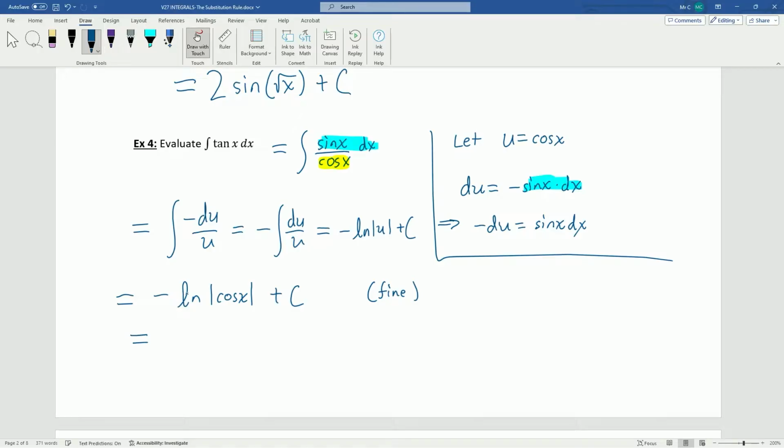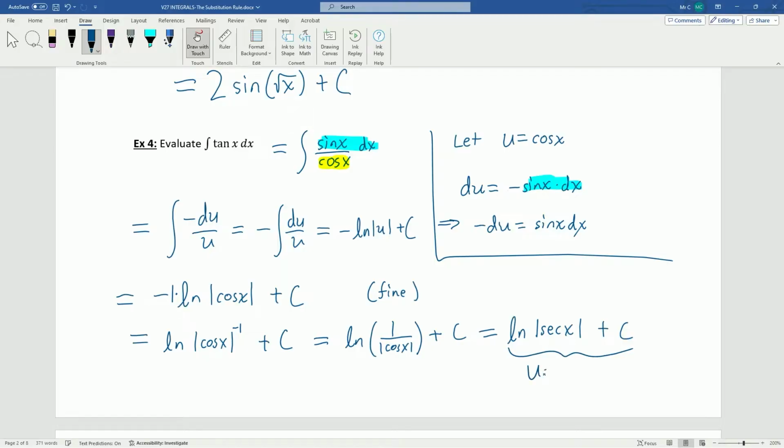What you will usually see is they will apply the log property, right? Because this means negative 1 times ln of the absolute value of cosine of x. So they'll use the log property to move that negative 1 into the power position. And then since that's the absolute value of cosine of x to the negative 1 power, they rewrite this as the natural log of 1 over the absolute value of cosine of x plus c. And then 1 over cosine of x is secant of x. So this is ln of the absolute value of secant of x plus c. So this is the usual form that you will see.